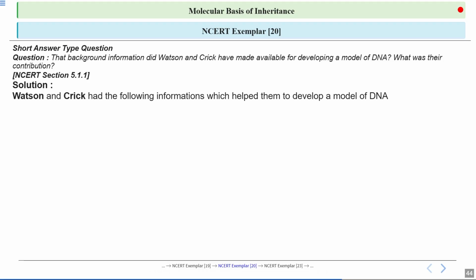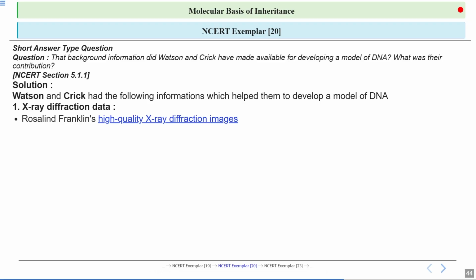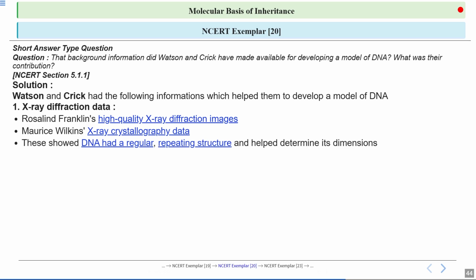Watson and Crick had the following information which helped them to develop a model of DNA. The first one is X-ray diffraction data. Rosalind Franklin's high quality X-ray diffraction images were available to Watson and Crick. Then Maurice Wilkins' X-ray crystallographic data was available to Watson and Crick. Now these showed DNA had a regular repeating structure and helped determine its dimensions.